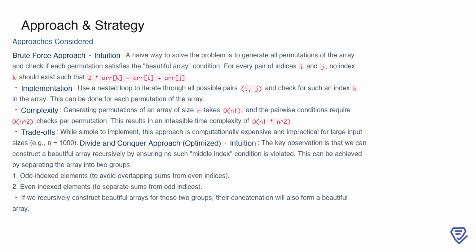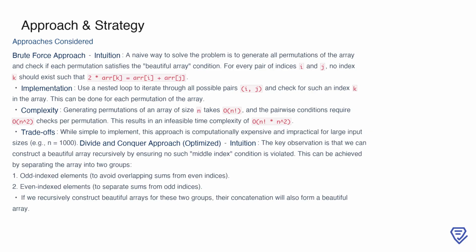To start, let's consider the brute force approach. The intuition behind this method is straightforward: generate all possible permutations of the array and check each one to see if it satisfies the beautiful array condition. Specifically, for any pair of indices i and j, there must not exist an index k such that 2 * arr[k] equals arr[i] plus arr[j]. To implement this, you would use nested loops to iterate over all possible pairs i, j, and then check for an index k within the array that violates this condition.